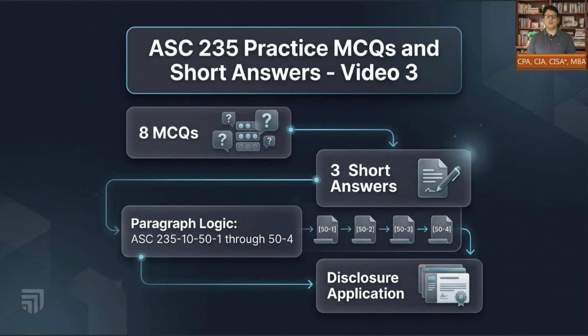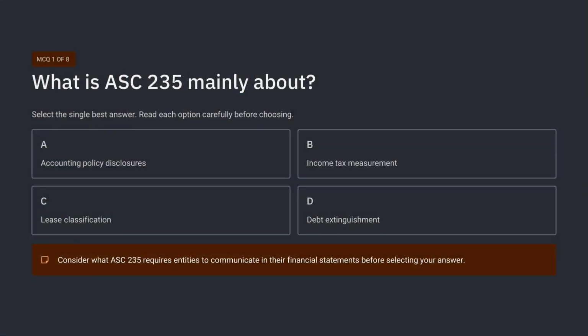So today, do not just chase the correct option. Think like a preparer, an auditor, and an exam candidate at the same time. Question 1 asks, what is ASC 235 mainly about? The options are accounting policy disclosures, income tax measurement, lease classification, and debt extinguishment.